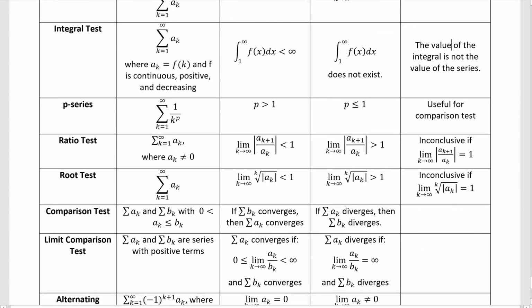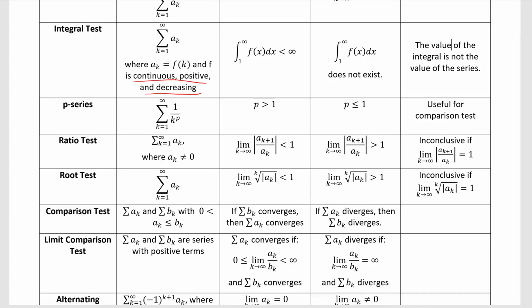For the integral test, you have to mention that our function f satisfies the conditions: continuous, positive, and decreasing. If the integral converges, then the series converges. If the integral diverges, then the series diverges. However, the value of the integral when it converges is not the value of the series. We just know they converge at the same time or diverge at the same time, but the numbers they converge to are different.